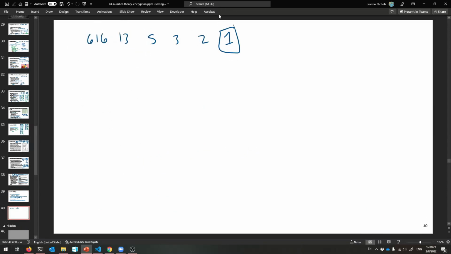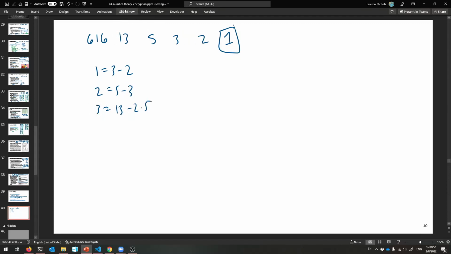So now let's do our process, our extended Euclidean algorithm, to end up with a number with 1 involving 616 and 13. Okay? So what involving 3 and 2 makes 1? 3 minus 2. What involving 5 and 3 makes 2? 2 equals 5 minus 3. What involving 13 and 5 makes 3? 3 equals 13 minus 2 times 5.